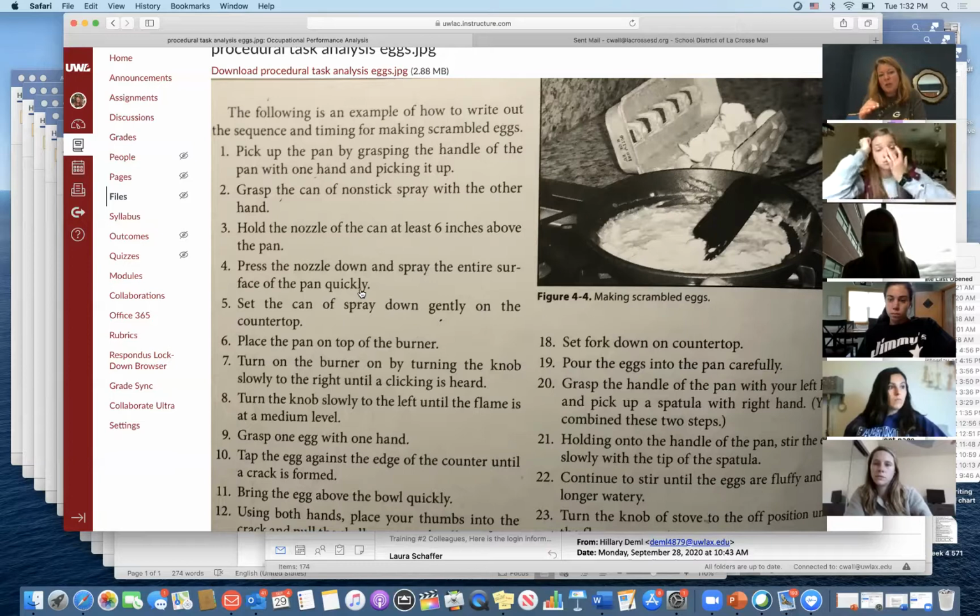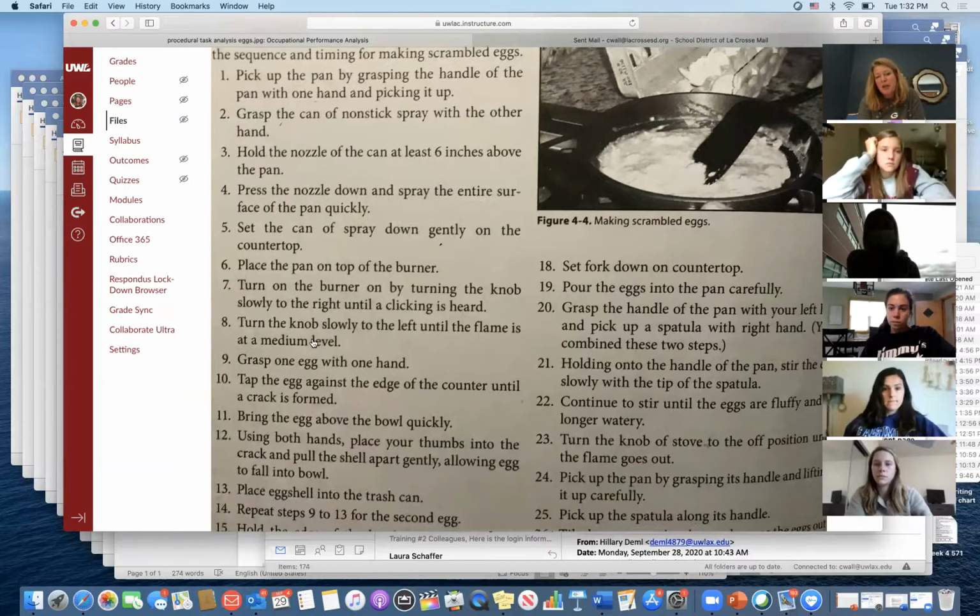So this will help you break down all of those steps and think about their skills and how this is going to work, or do I need to come up with an adaptation? Place the pan on the burner, turn the burner on. So then again, can they turn the burner on?